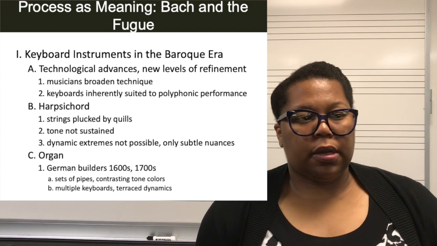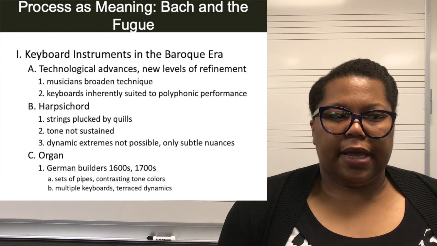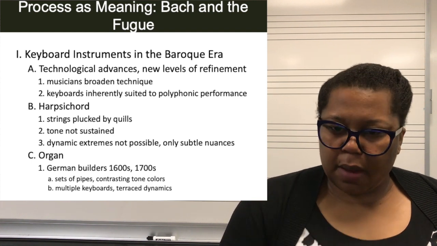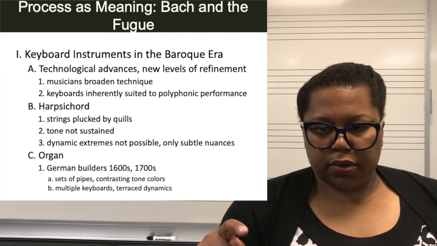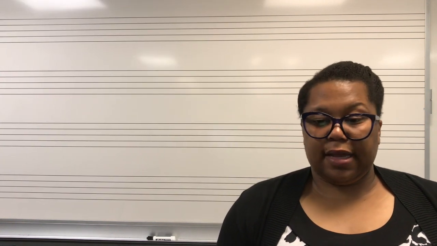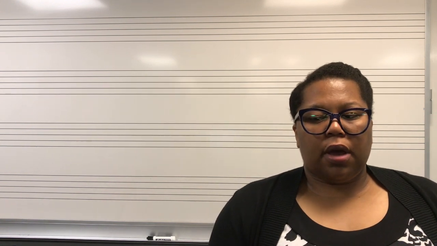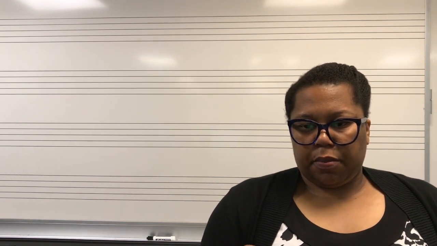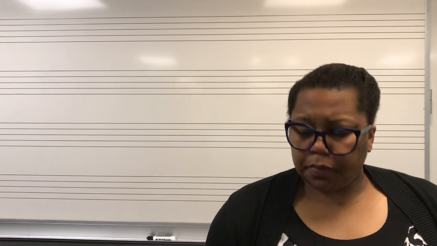Now with the harpsichord, we have string instruments that are plucked with quills. In the modern day piano, little hammers strike the string, but the harpsichord's quills pluck the strings. Because of that, the tone is not sustained, so it dies away pretty quickly. Dynamic extremes are not possible because once the string is plucked, the sound dies quickly. So there are only subtle little nuances that the musician could do.